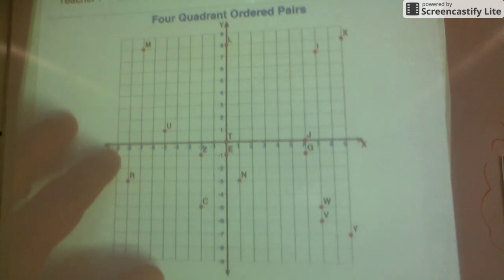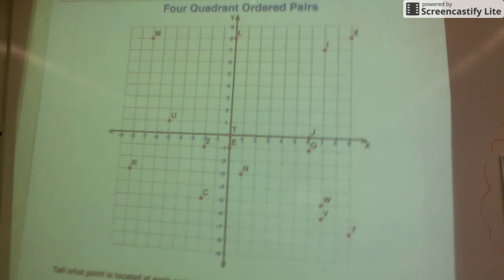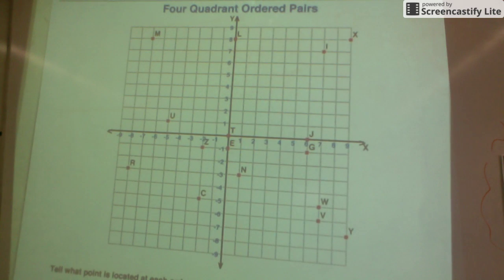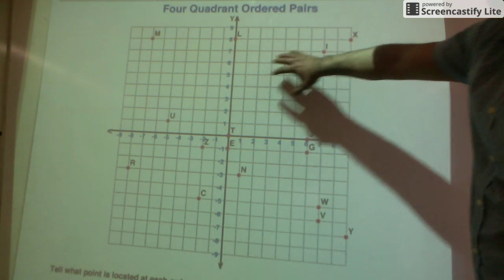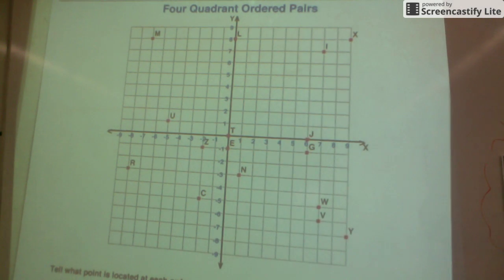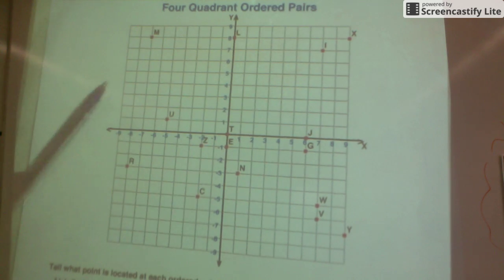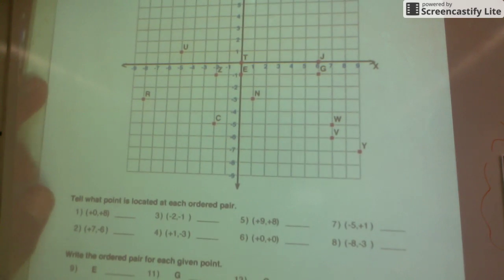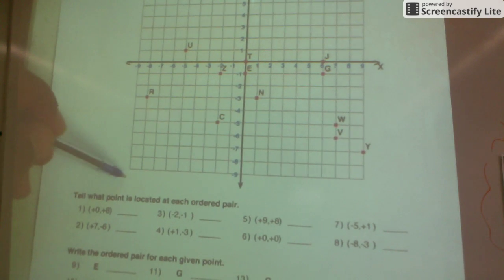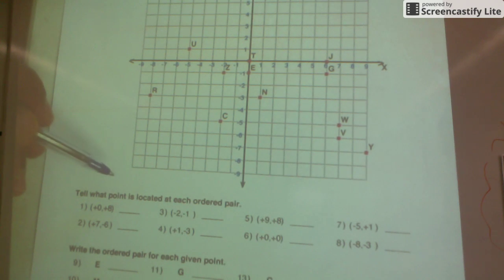All right. So you're going to see your homework that looks like this, not in color, because I only could print out one in color. And we're going to practice finding ordered pairs on the coordinate plane. They give us a big ordered pair and it has a bunch of points here. So we'll get to that soon. Let's go to part one. I'll do one with you for each one. Tell what point is located at each ordered pair. So we're looking at the point on the ordered pair.